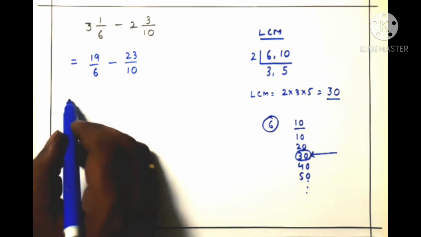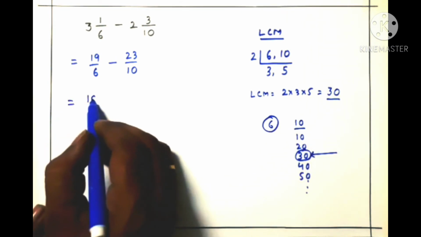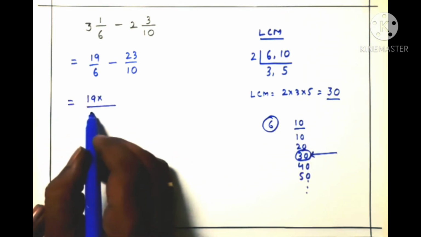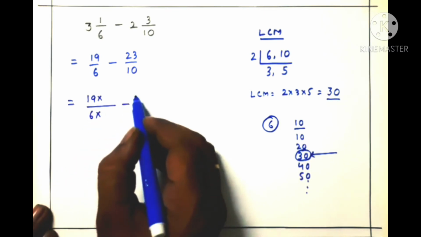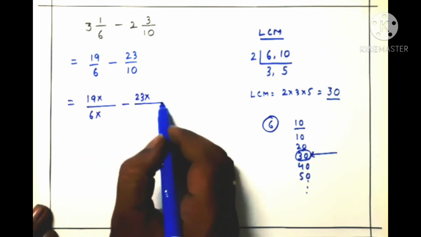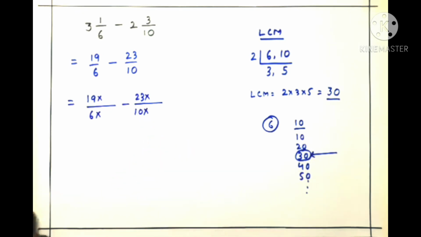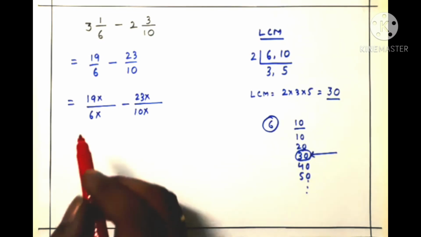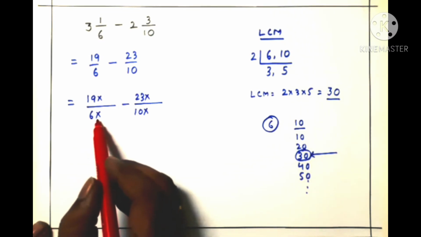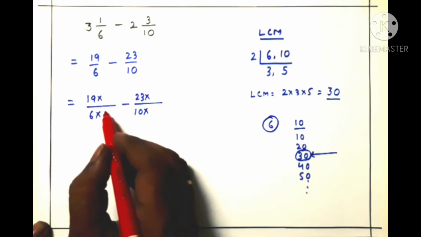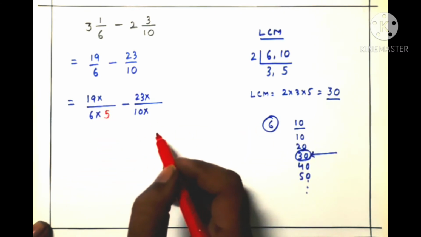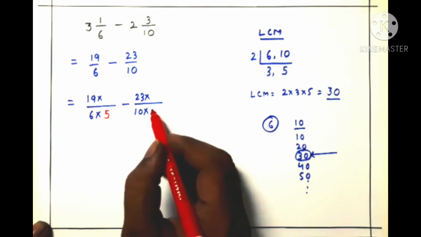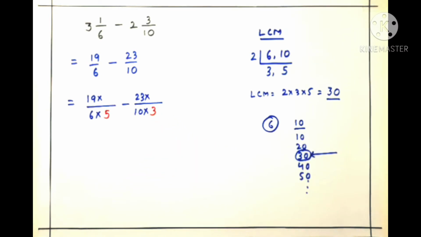The next step, get ready with the equivalent fractions. So here we have to see the denominator should be equal to the LCM. Now the LCM is 30. So the denominator is 6 here. So 6 into how much will get 30? So 6 5s are 30. Now 10 into how much is 30? 10 3s are 30. So denominators are equal now.